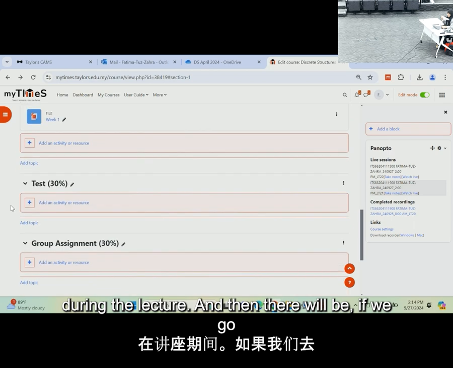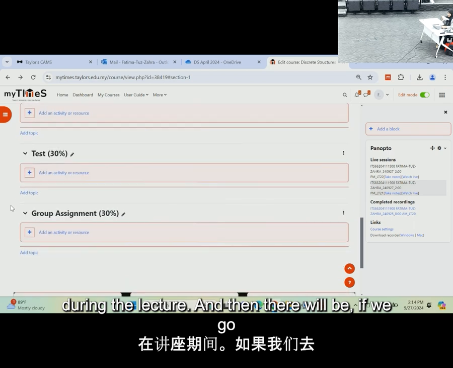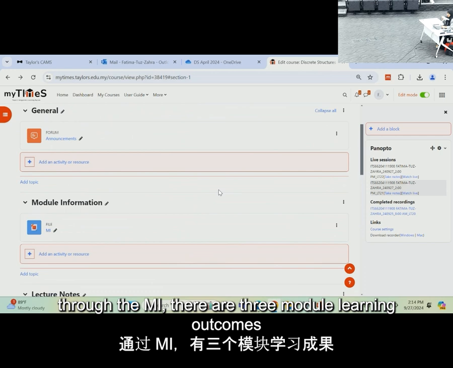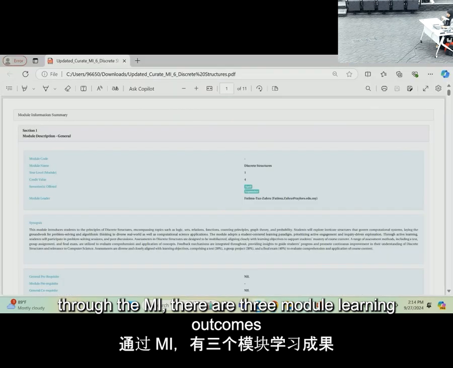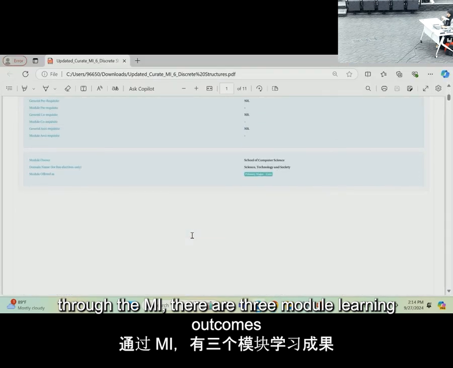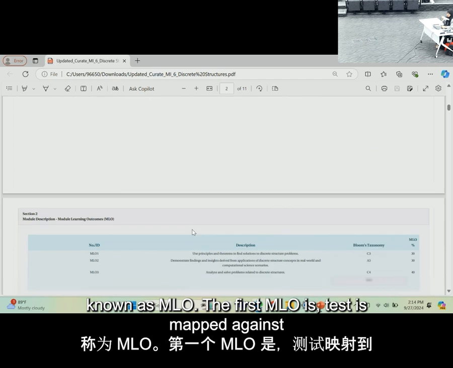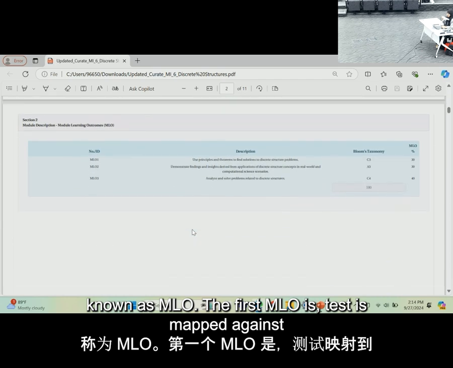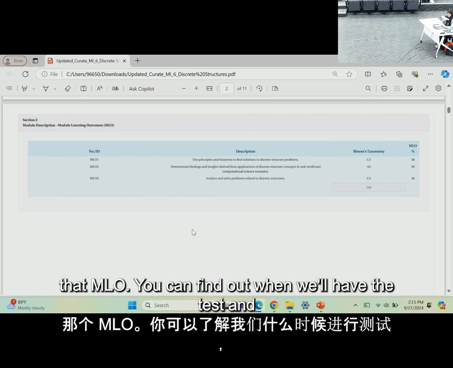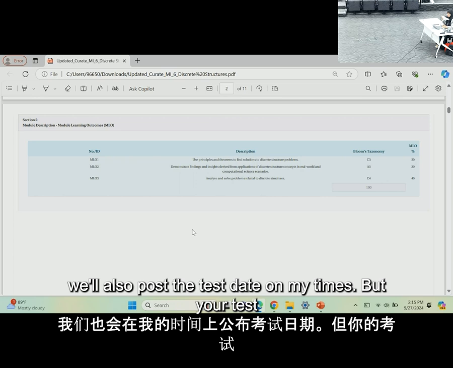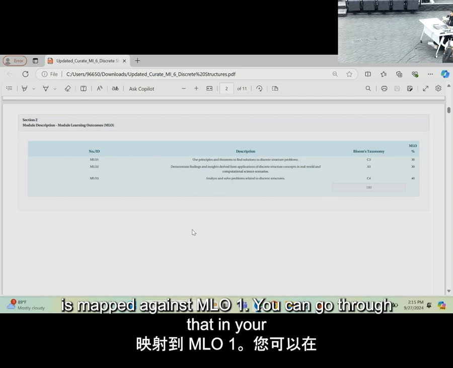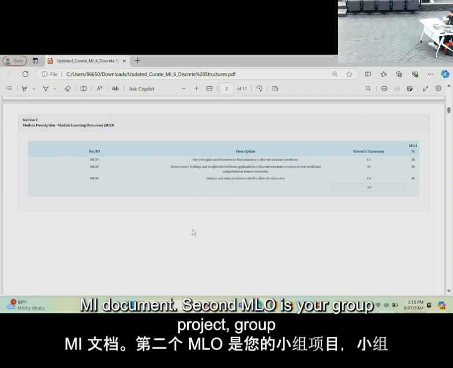If we go through the MI, there are 3 module learning outcomes, known as MLOs. The first MLO is the one the test is mapped against. You can find out when we'll have the test, and we'll also post the test date on My Times. But your test is mapped against MLO1. You can go through that in your MI document.